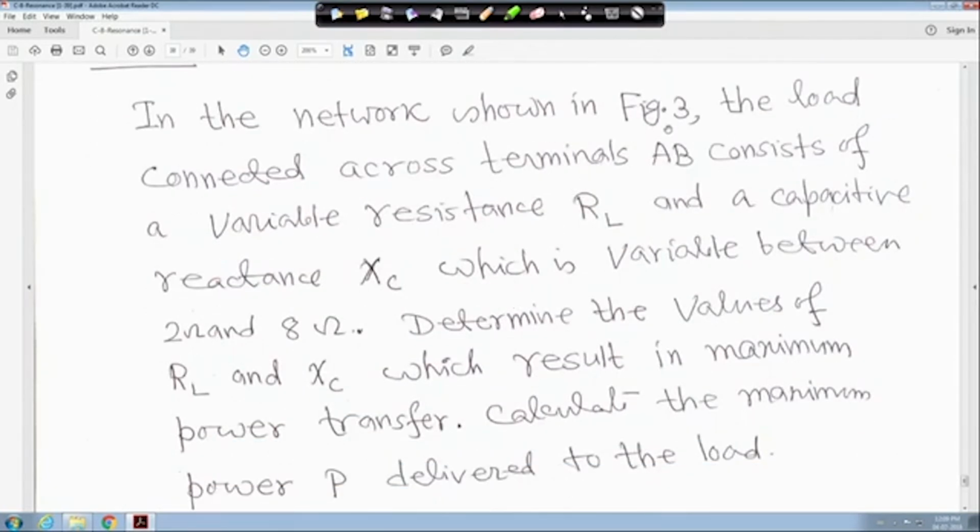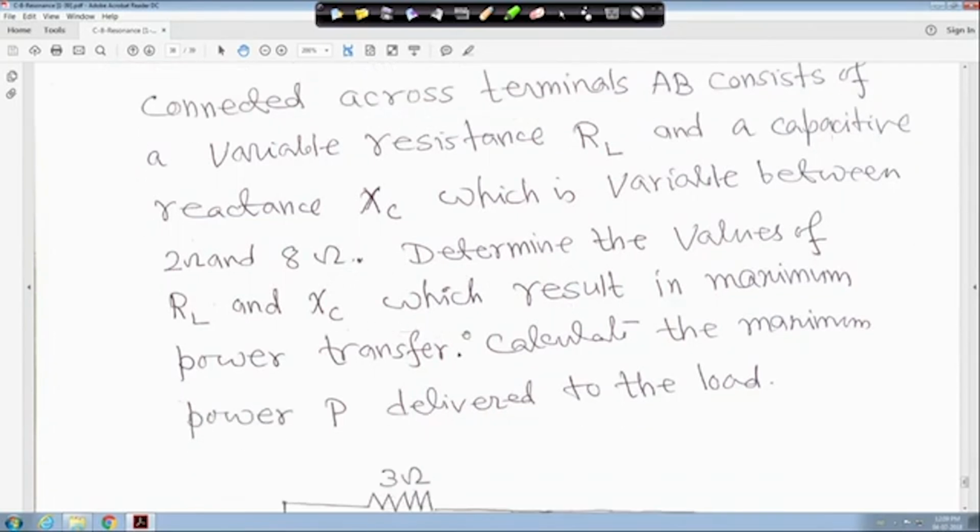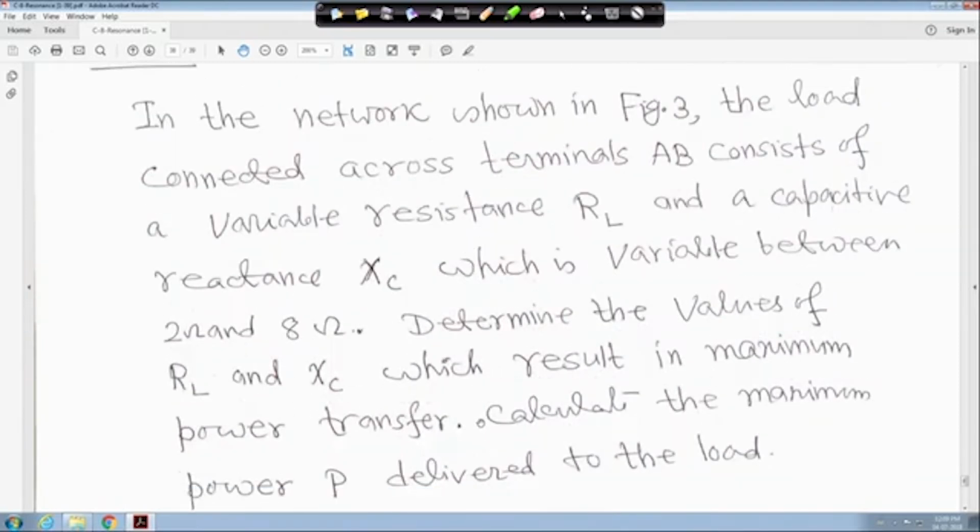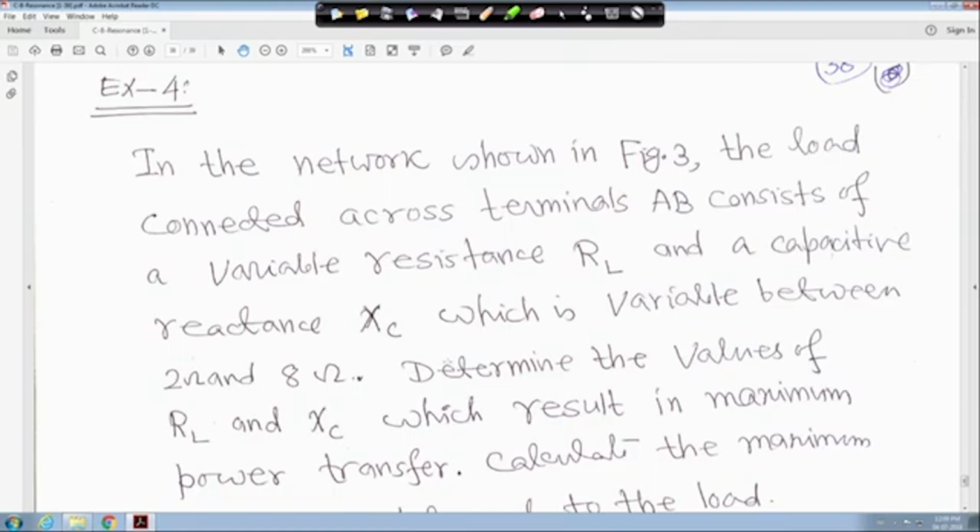In the network shown in figure 3, suppose the load connected across terminal AB consists of a variable resistance RL and a capacitive reactance XC, which is variable between 2 ohm and 8 ohm. Determine the values of RL and XC which result in maximum power transfer. Then calculate the maximum power P delivered to the load. This is the problem written here.